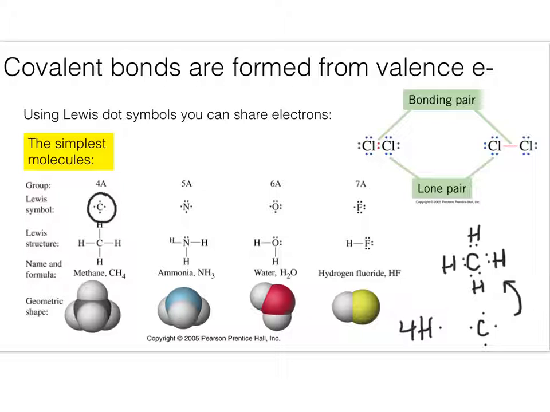Now, one confusing thing for a lot of people is that everything really strives to have an octet around it. Everything, of course, that is except hydrogen. Hydrogen exists in that first energy shell that can only support 2 electrons total. And so if hydrogen happens to have 2 electrons around it, a duet instead of an octet, it's actually quite happy. Hydrogen can't support any more electrons than that.